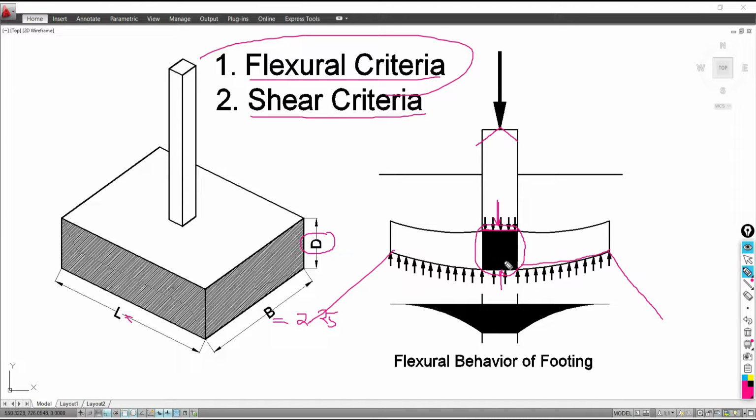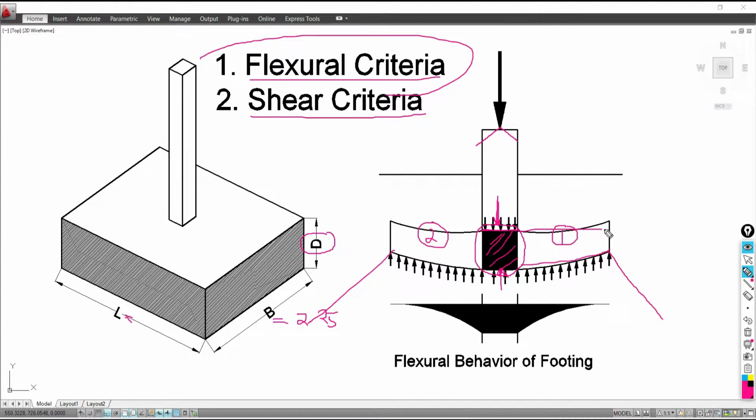It will not deform anywhere. This part of the footing will be very, very stiff, because there is a downward action, there is a reaction from the subsoil. So it will not move anywhere. But when you talk about the remaining part of the footing, there will be two parts: one part on this side, one part on this side.